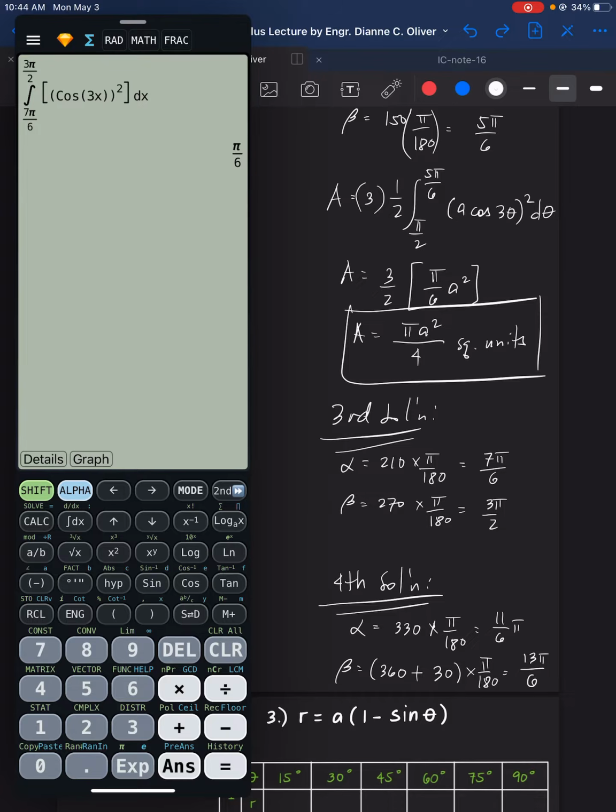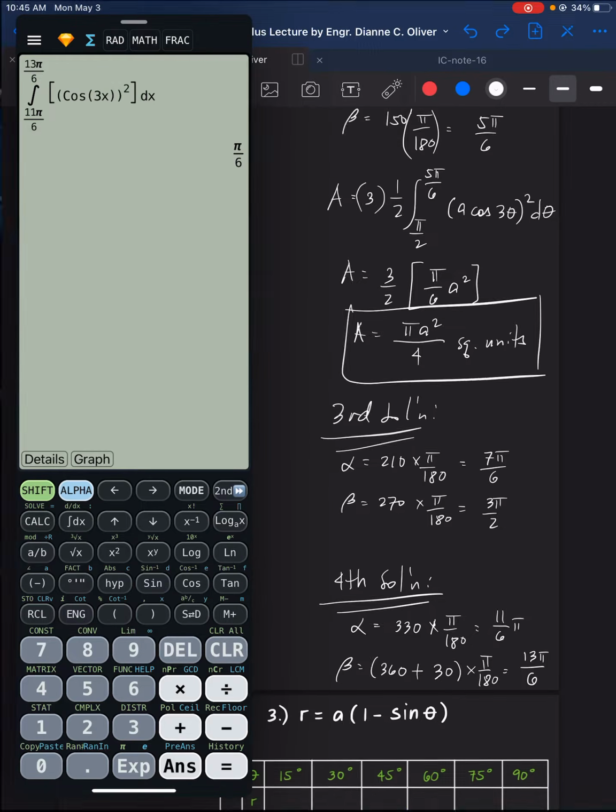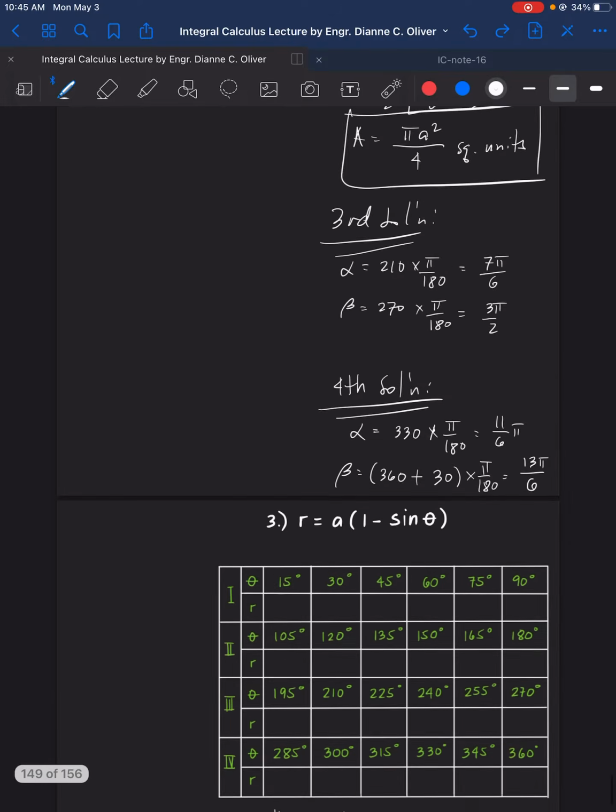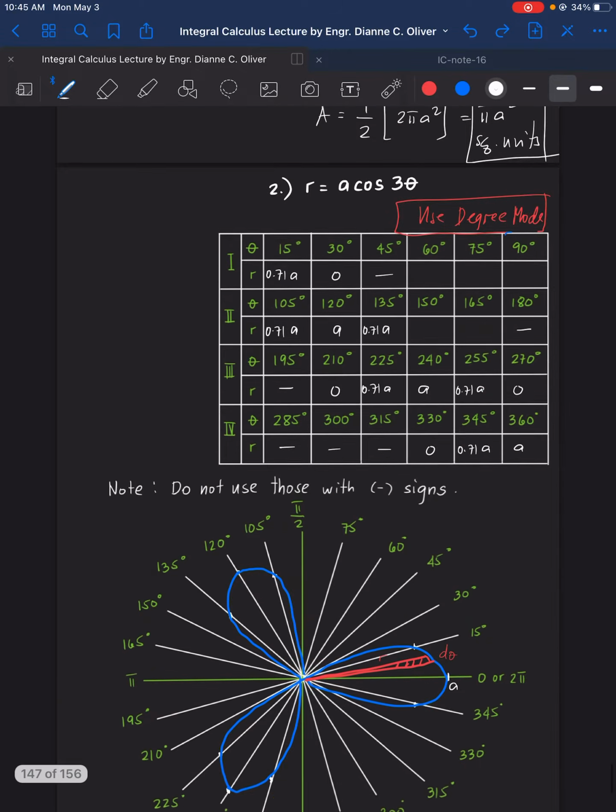And then for the fourth solution, we have the alpha as 11 pi over 6, and then the upper limit beta is 13 pi over 6. Again, pi over 6. So you can use those limits. So this is for number 2.